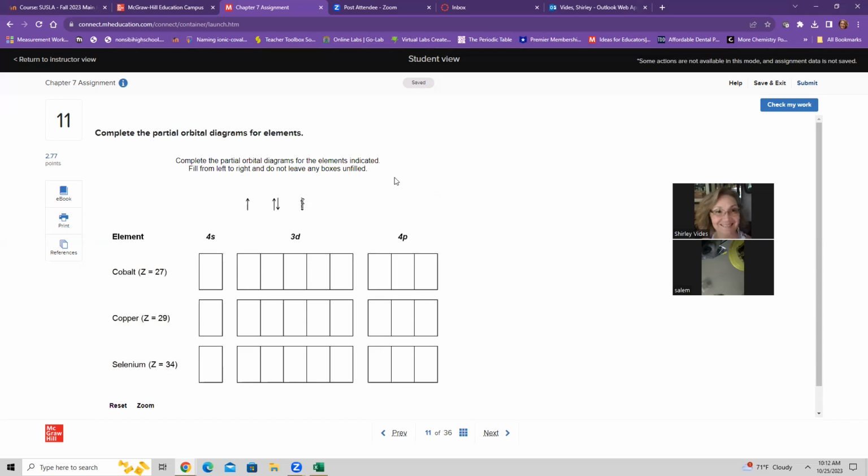Oh no, this one's just putting in, remember how we did that? It says the partial orbital diagrams for the indicated elements. Okay, so all you need is your periodic table. This one's easy. Just take your periodic table.